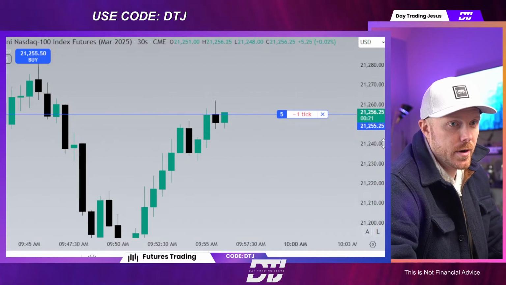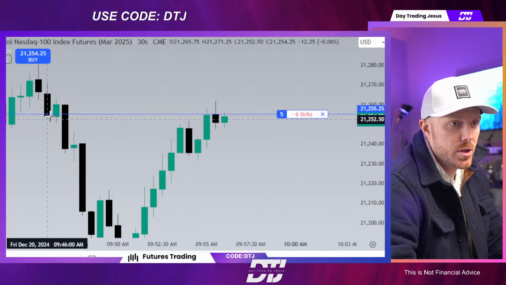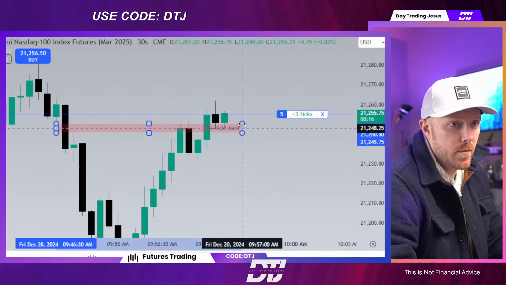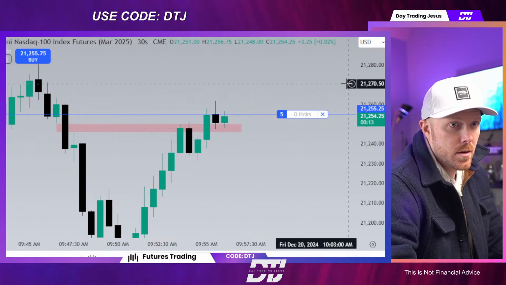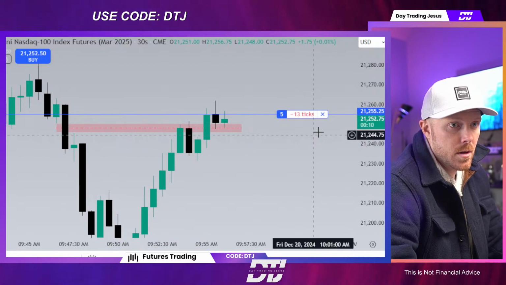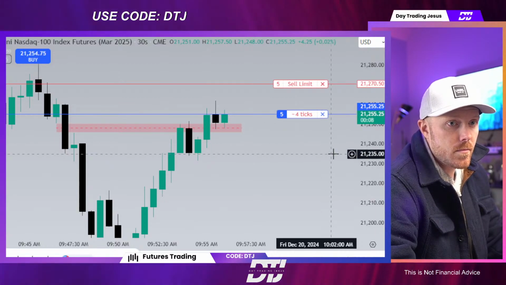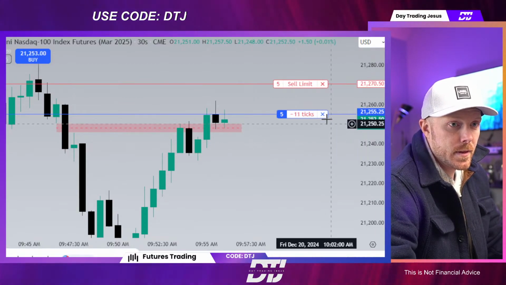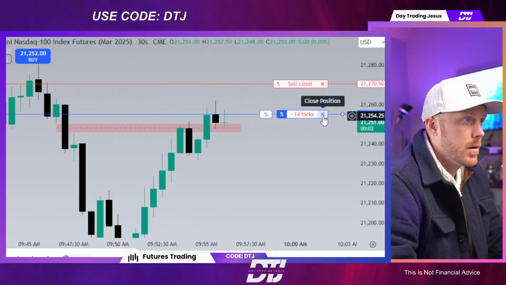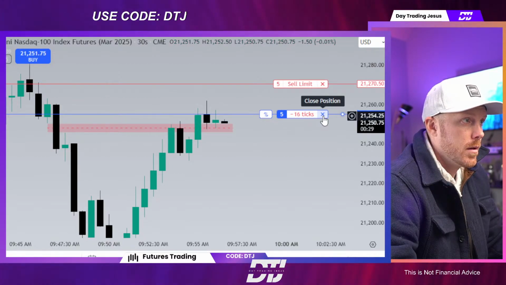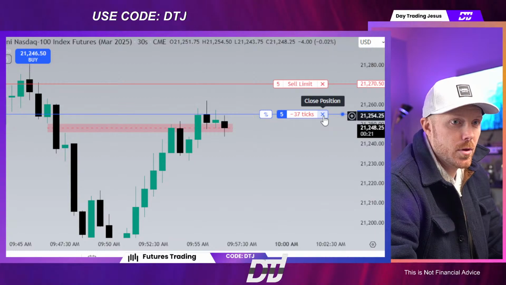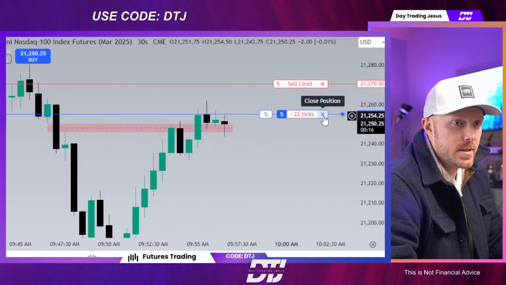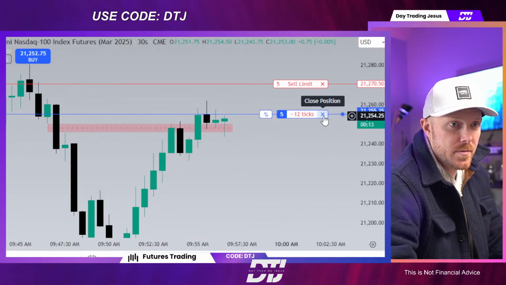I'm watching my other screen right now for the fair value gap, the inversion right here. I'm not liking this. Might end up closing it a little soon. As long as it respects this fair value gap, I'll hold it.